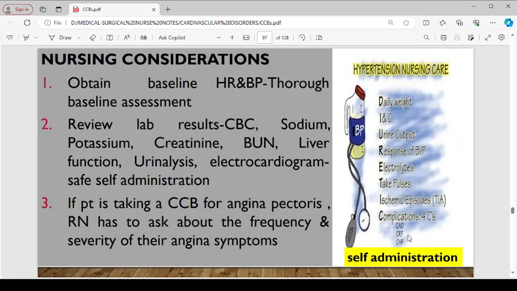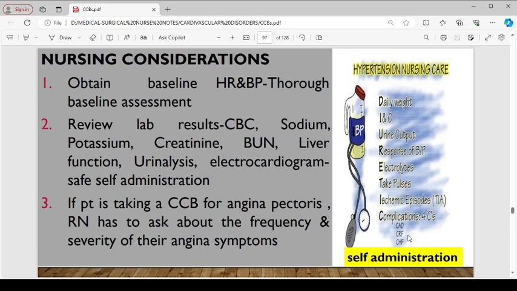When managing this patient, you are supposed to obtain baseline heart rate and blood pressure because this will help in doing a thorough baseline assessment for this particular patient that can be used to compare and evaluate the effectiveness of the regimen. Also, you have to review lab results, so you look at the CBC, the sodium, the potassium, the creatinine, the BUN, the liver enzymes, the urinalysis, and the ECG, and this should ensure that there is safe administration of drugs.